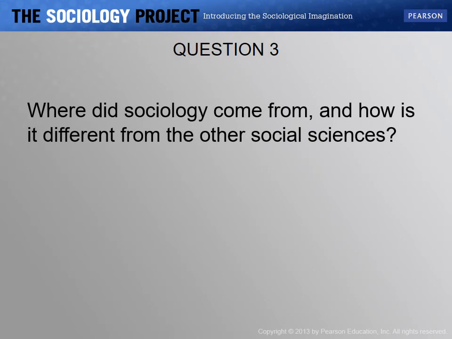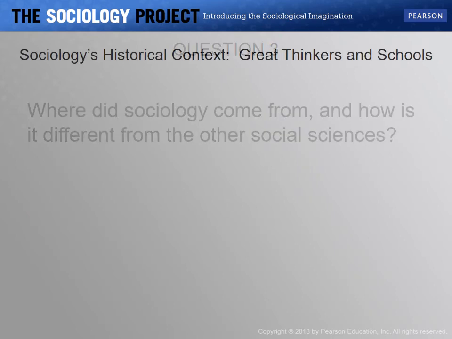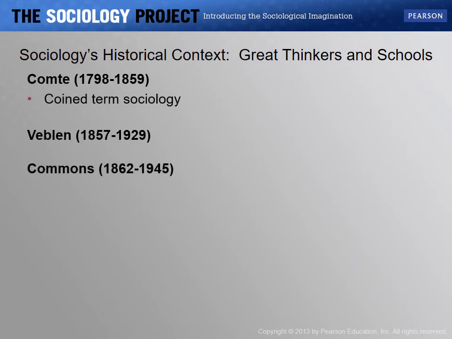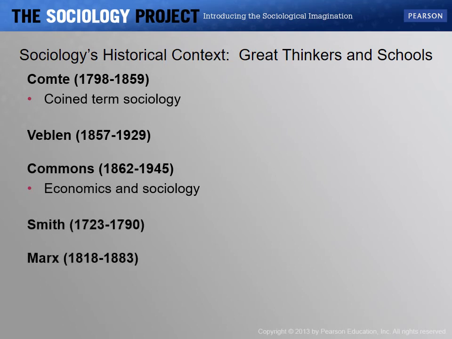Question 3 is, where did it come from and how is it different than other sciences? Well, there's many places it came from. The father of modern sociology is considered Auguste Comte, who coined the term sociology. There were other people in the history of science that were important. Commons talked about economics and sociology, as well as Karl Marx. Much later on, and of course Adam Smith was a great economist that the foundation of modern economies is based on. The takeaway from this is that sociology, like psychology, came out of the foment of the scientific revolution.